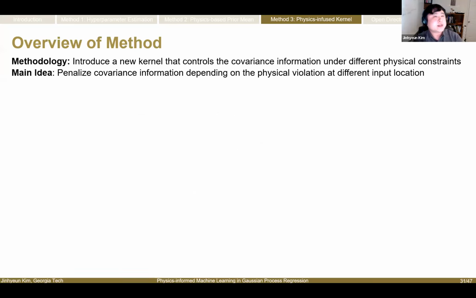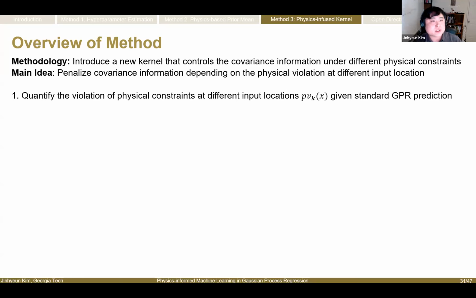So our idea is to introduce a new kernel that controls the covariance information based on the different physical constraints. The main idea is to penalize the covariance information depending on the physical violation at different input locations. First, as we do in method 1 and method 2, we first quantify the violation of physical constraints at different input locations given the standard GPR prediction.